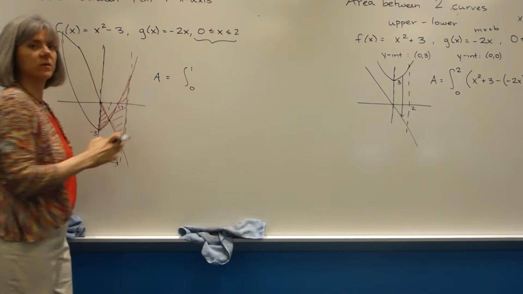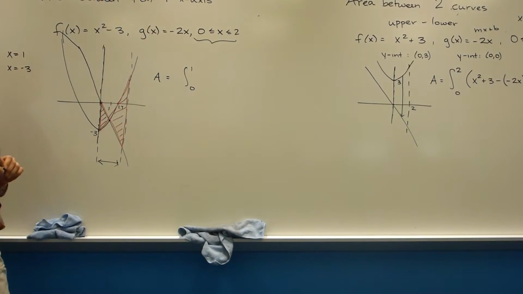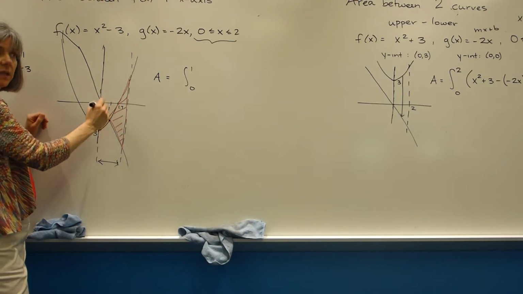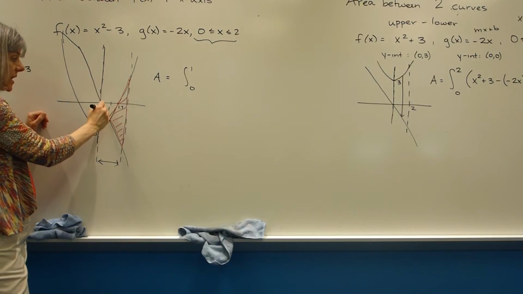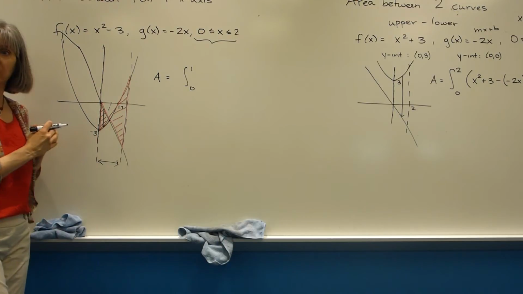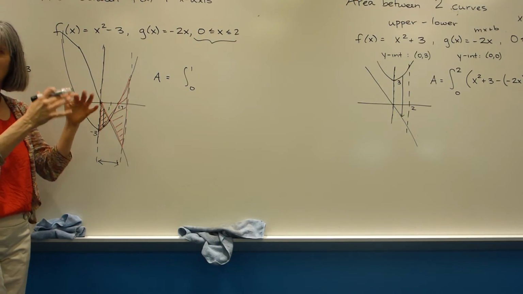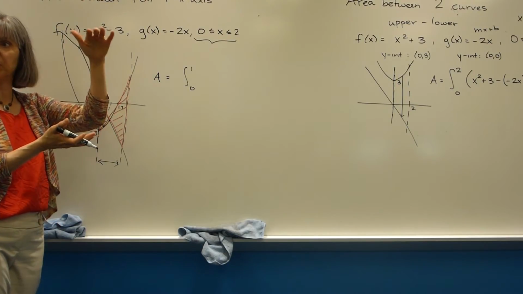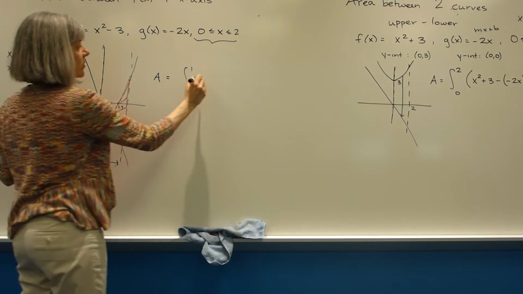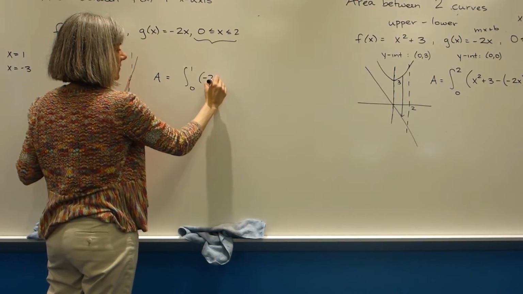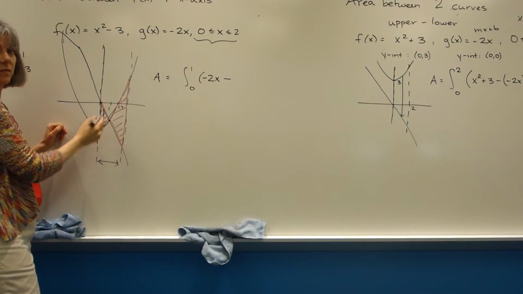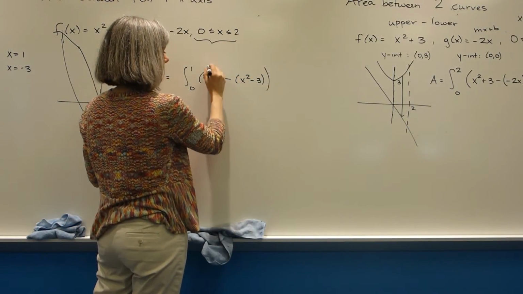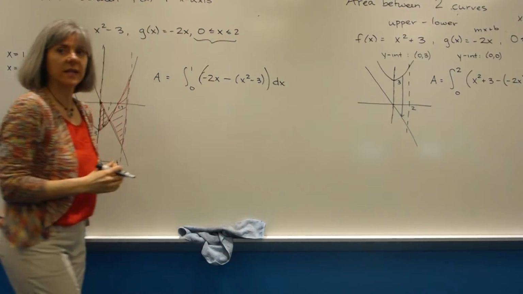From 0 to 1, so what's the top curve? Negative 2x. Yes, the line. If it helps you, literally put your pen on the top curve and draw an arrow down to the bottom curve. That helps you anchor which is which. The top curve is literally the one that is physically, vertically above the other one. So this would be negative 2x minus the bottom curve, which is obviously the other one. Again, keep your extra set of parentheses. So that's this first area.